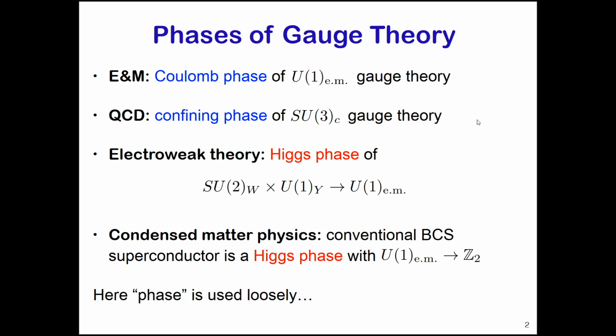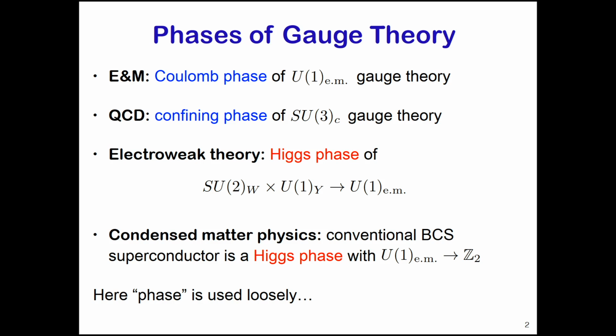This talk is about phases of gauge theory. So let me flash for you some of the quintessential examples of gauge theory phases. There's electromagnetism, the Coulomb phase of U(1) gauge theory. For today's talk, I'll be interested in QCD, so we'll discuss the confining phase of SU(3) color gauge theory.